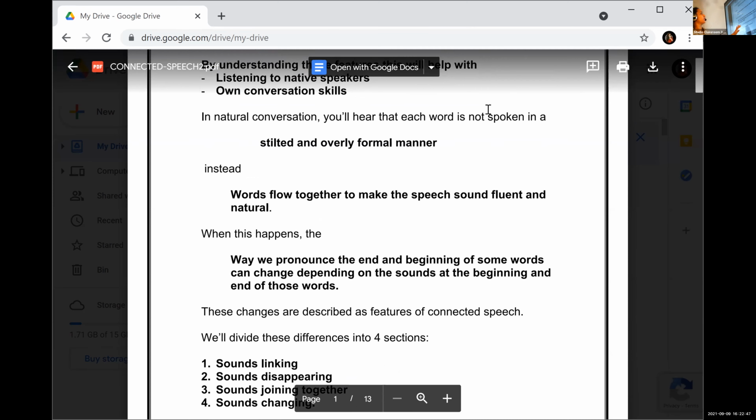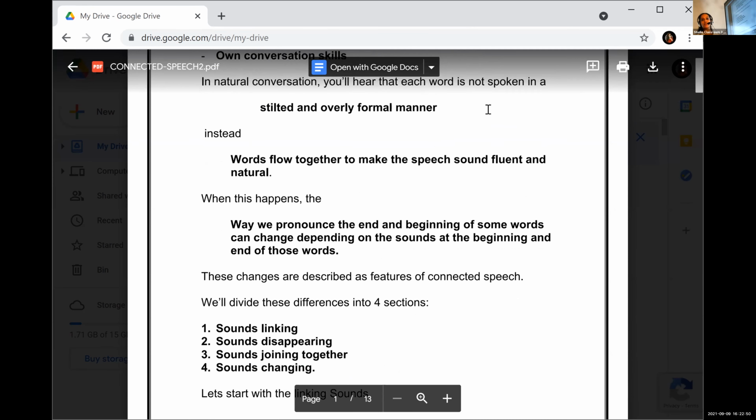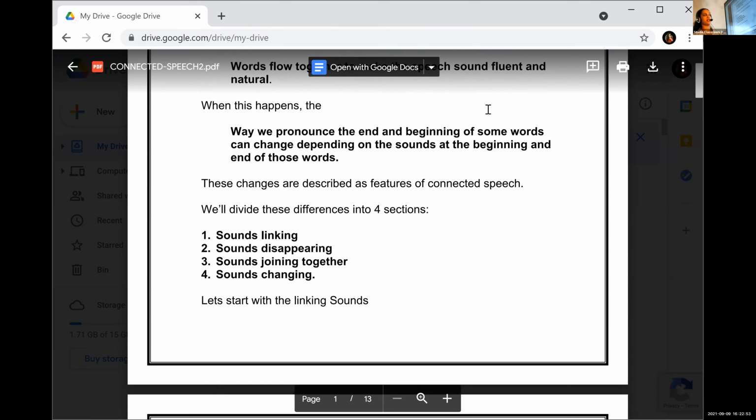Now we can have different ways of connected speech, and in that we have 4 different types: sounds linking, sounds disappearing, sounds joining together, and sounds changing. So we will look at each of them with examples so you will understand what it is. We will look at sounds linking first.